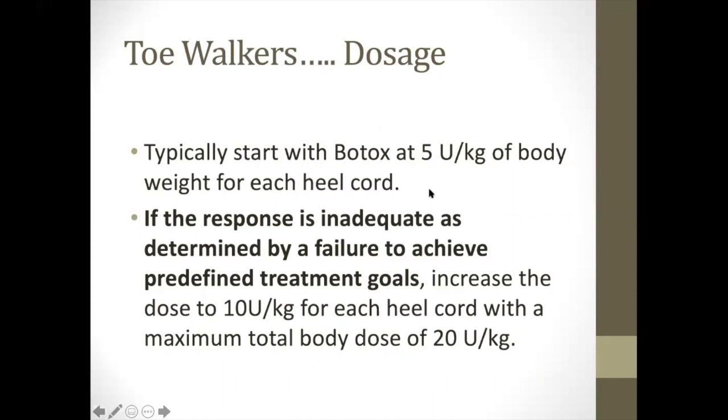Here is the dosage, typically 5 to 10 units depending on the size and the weight of the child. You can give it in the gastrocnemius muscle or the junction, where you find more nerves. Most of the time, some people give Botox therapy with ultrasound guidance to detect the nerve endings and nerves, and then they inject there. Some people give it with EMG, and some people give it with sedation. In irritable children, usually it is given under general anesthesia.